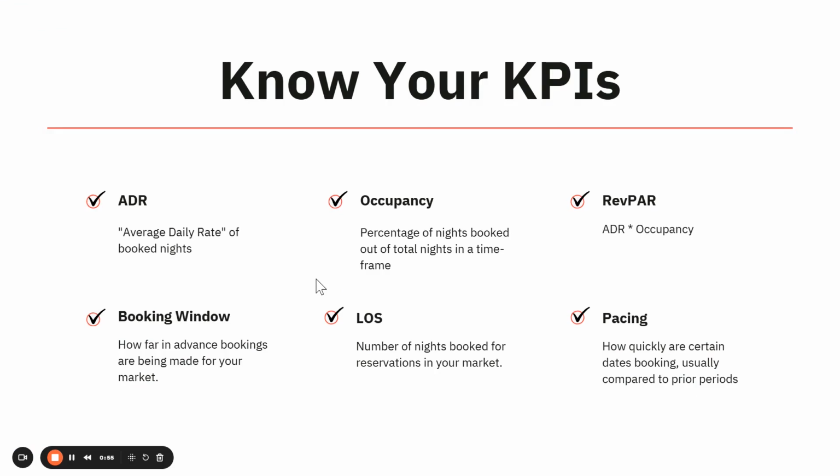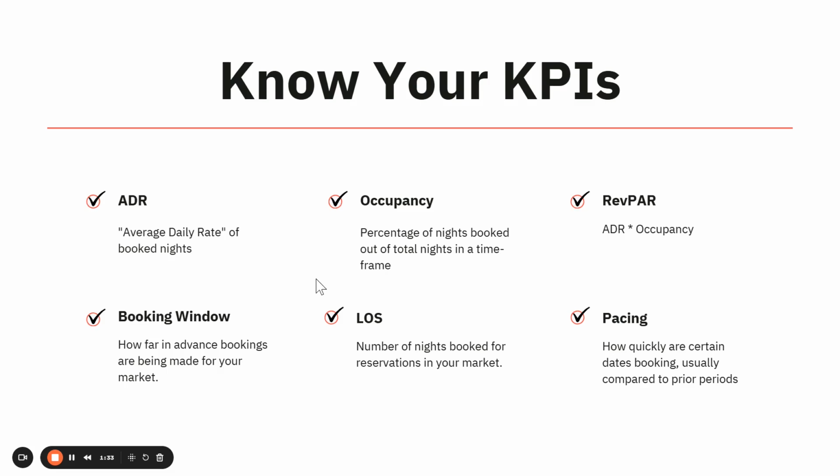These are kind of the most commonly used key performance indicators or metrics in the vacation rental revenue management space, right? So ADR stands for average daily rate of booked nights. Okay, so the number of booked nights that you have, add up all the revenue for those nightly rates, and then divide it by the number of nights booked. That gets you your average daily rate. Okay, so a good indicator of how your performance is doing on a nightly basis, how much average daily rate you're bringing in, right? Occupancy.